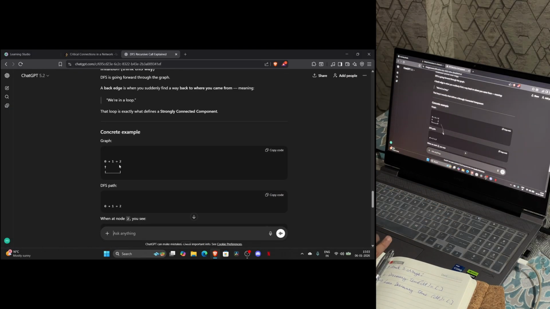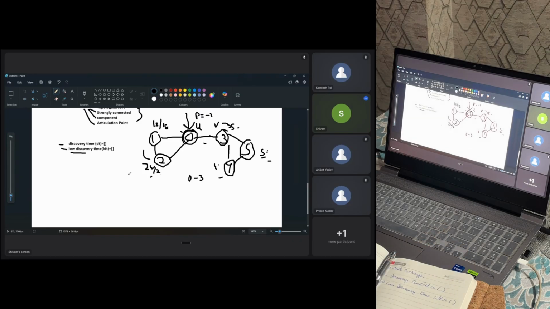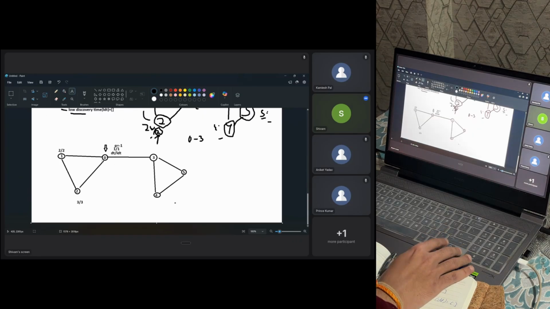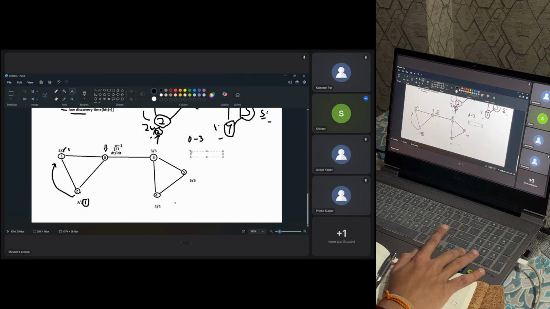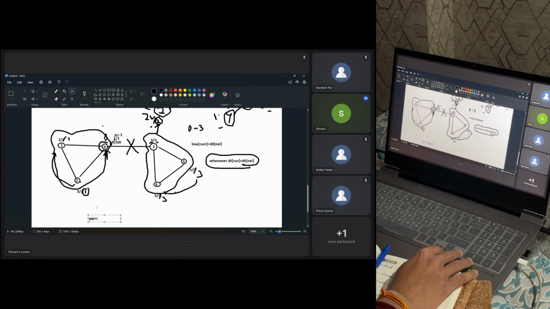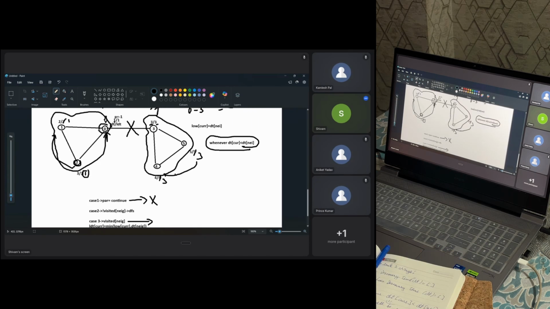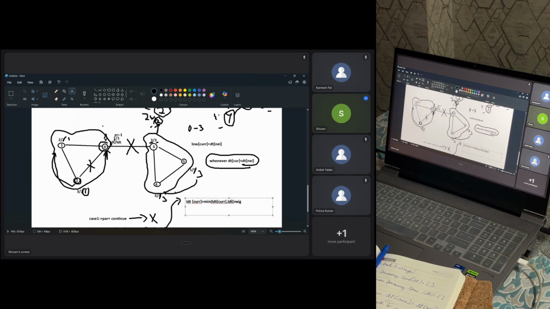Tarjan is the single-pass version. One DFS assigns each node an ID, tracks low-link values, and uses a stack. When a node's ID equals its low-link, all nodes on the stack up to that point form one SCC. It avoids graph reversal and runs fully in place. But the logic is more delicate and harder to debug.